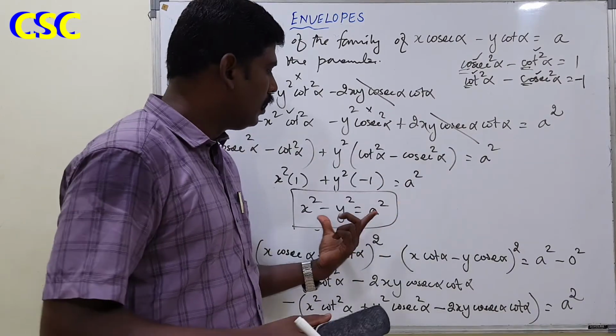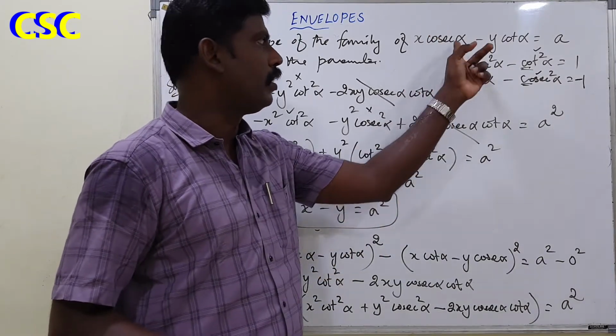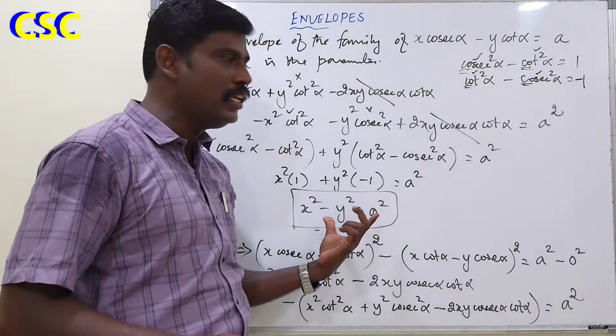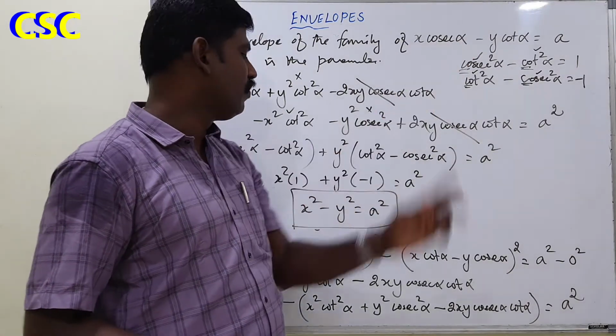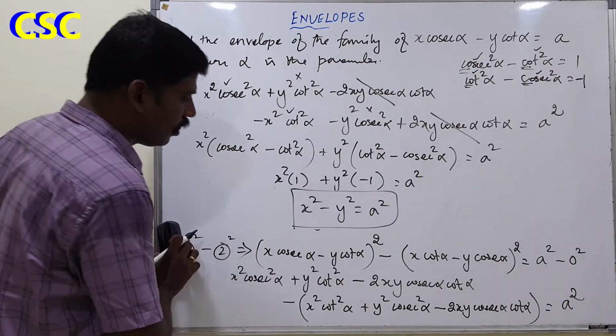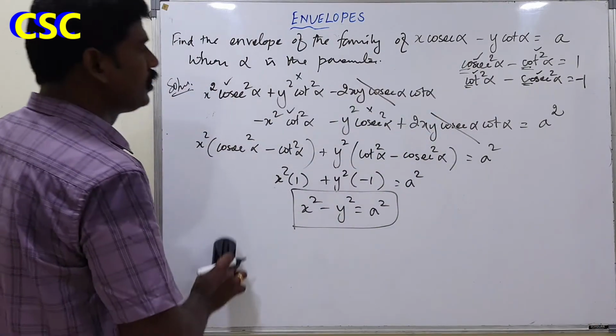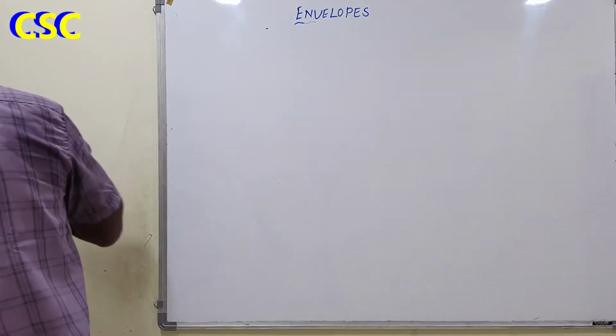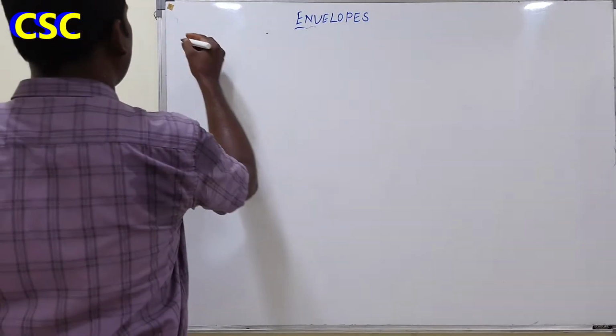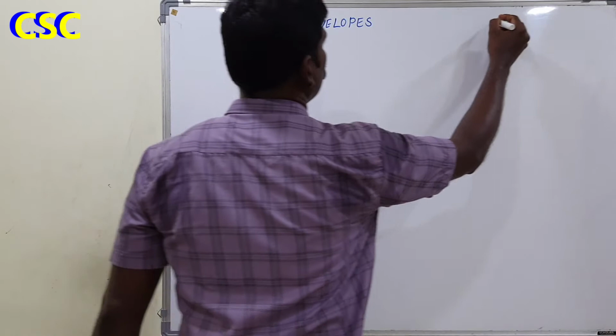Okay, look here. These curves have no parameter alpha, right? We eliminated the alpha from the given family of curves, and we can get the envelope of the given family of curves. Okay, that's all. Right. Next, we pass through method 4.